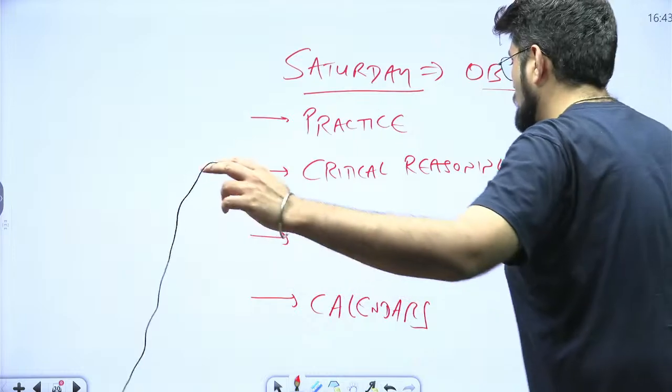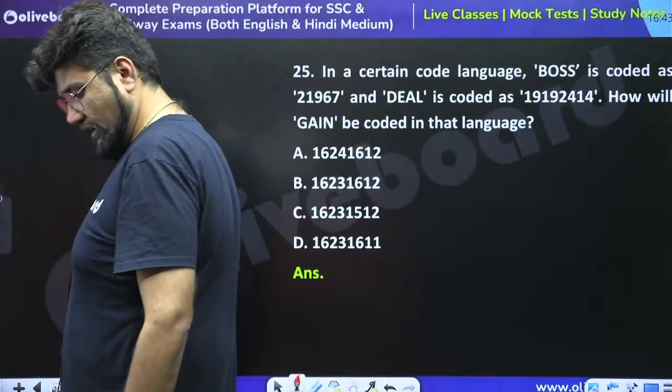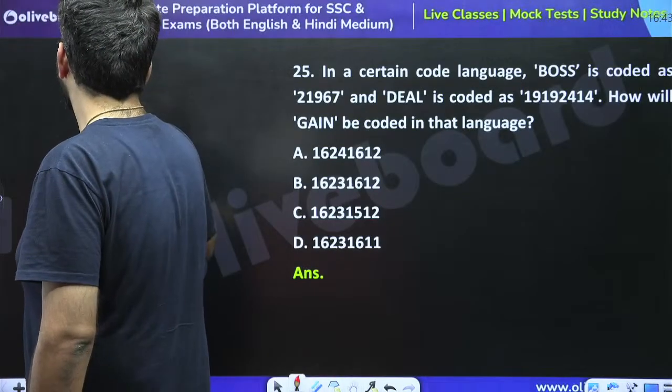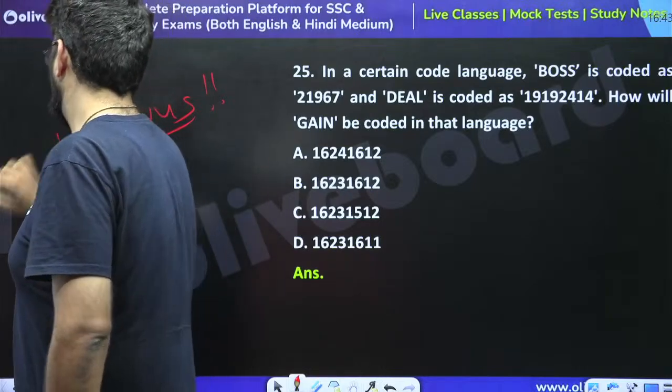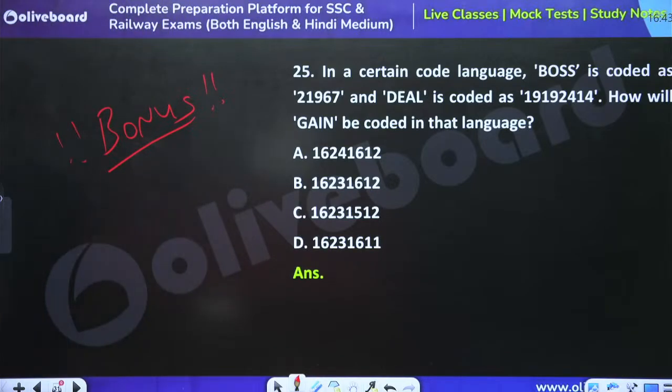All right. And now you can see the bonus question. I would like you to take this down. Take a screenshot and put the answer in the chat box. I will myself like the answer and comment about it. Okay. Take a screenshot and answer in the chat box.